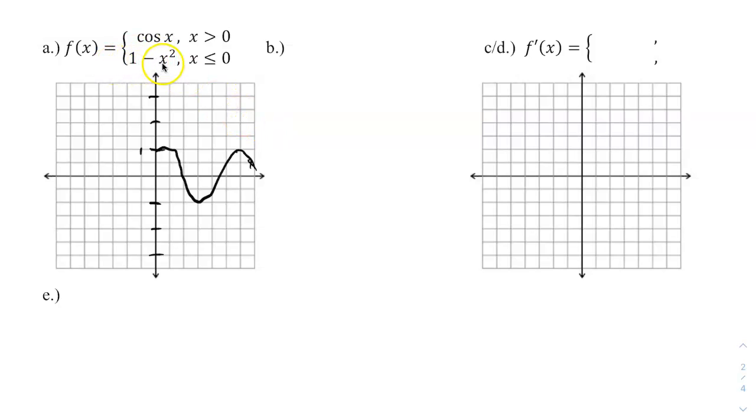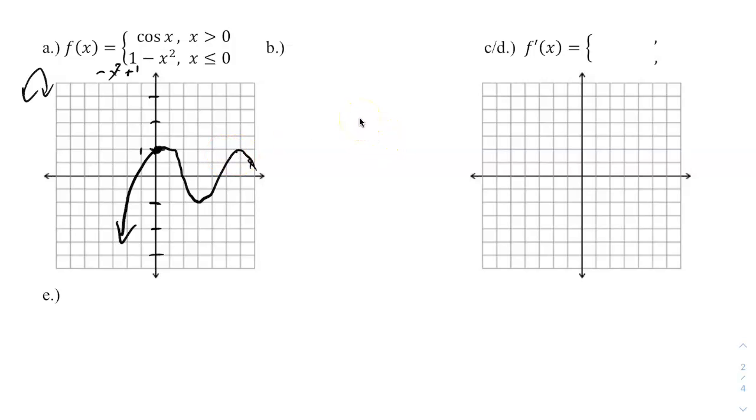1 minus x squared, also known as -x squared plus 1. So that's going to start here also, and then just go up and down. It looks kind of like this. We're only doing the left side in closed circles, so it looks like this. So it looks continuous, right? They're both going to hit at 1. If you plug in 0, cosine 0 is 1. Plug in 0 here, I get 1 minus 0, which is 1. So this does look continuous.